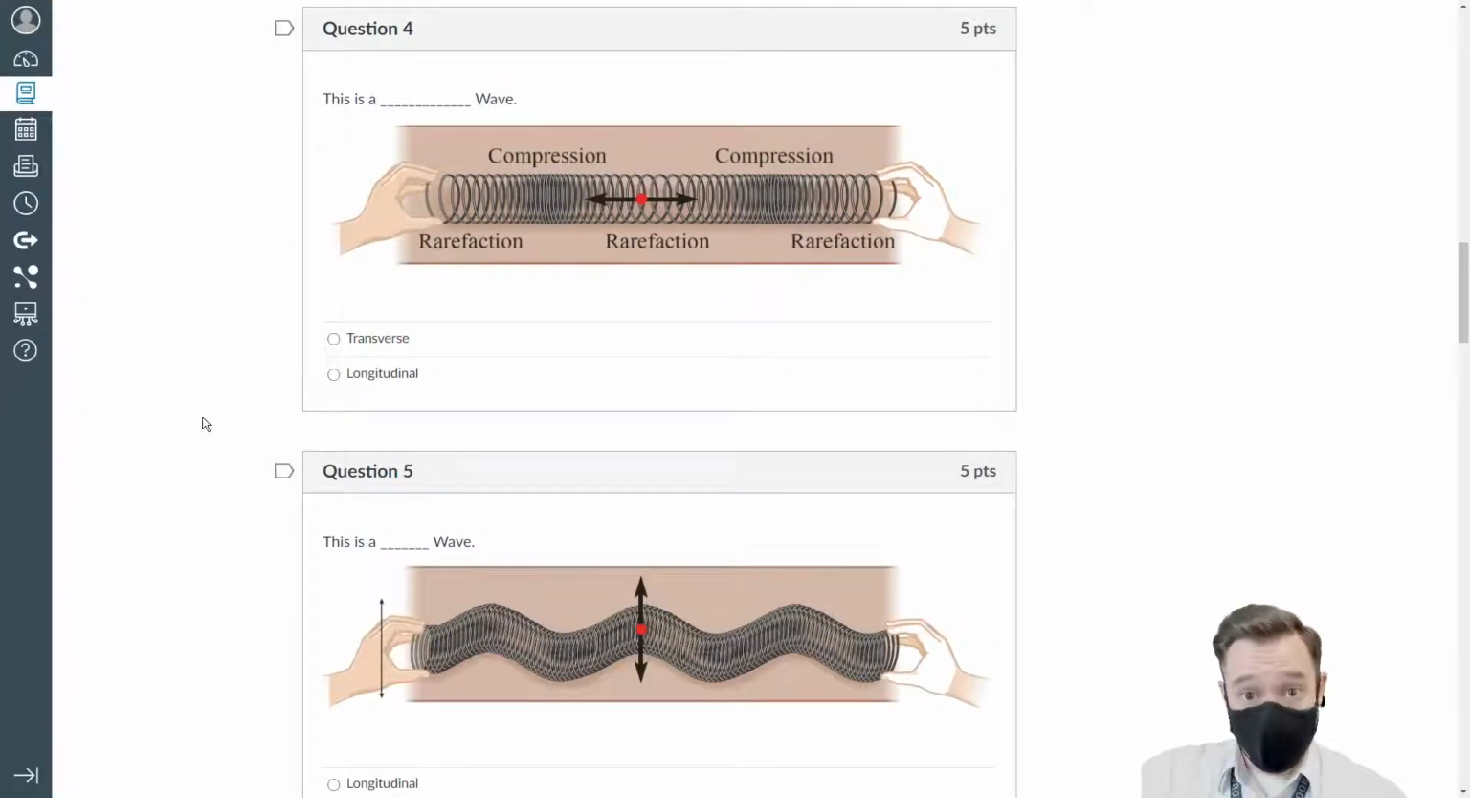So speaking of those two waves, what type of wave is this? The motion that's creating the wave is in the same direction as the wave. And it has compression and rarefaction. In other words, it's scrunched up or spread out. So, does anybody want to take a stab at it?